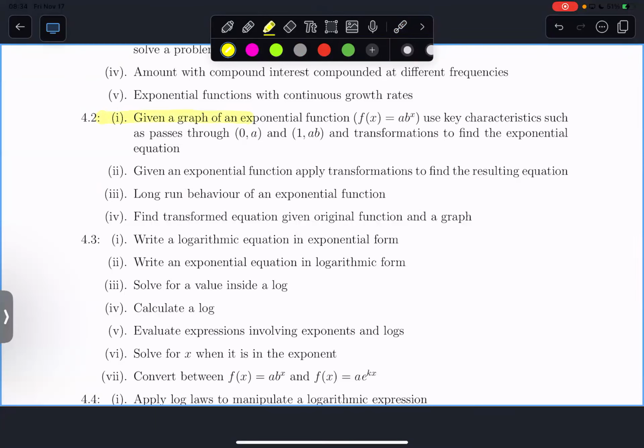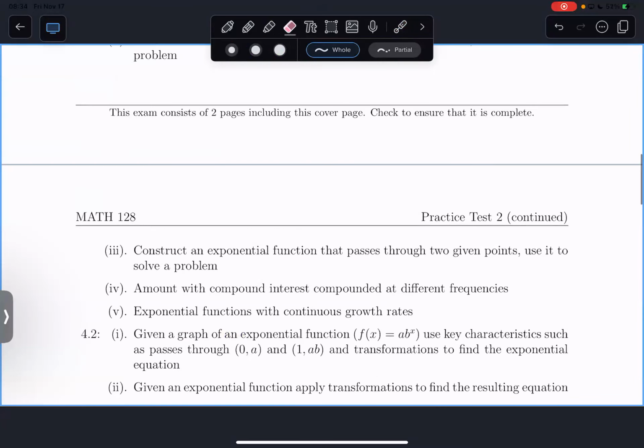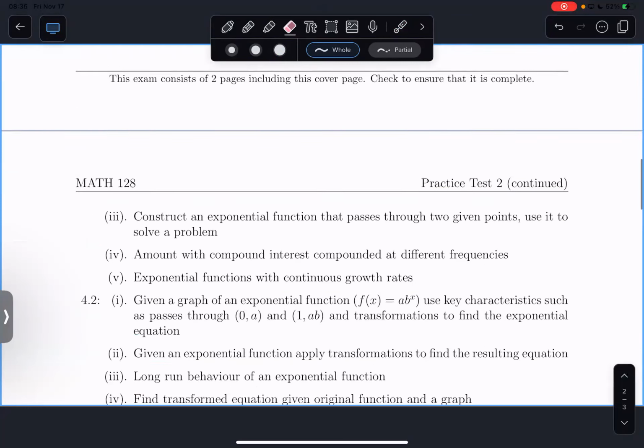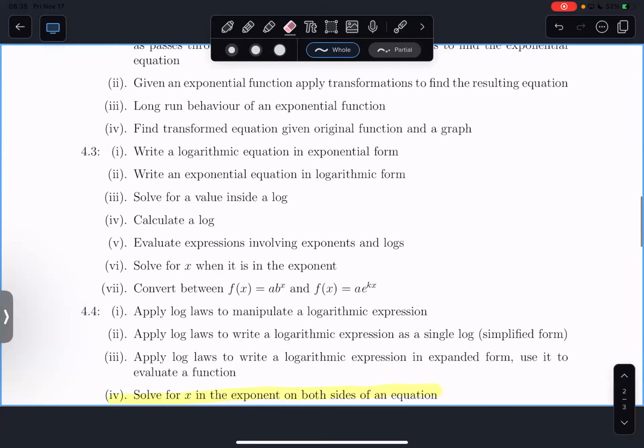Oh, maybe not the graph. No, I wanted... Okay, this one, that's not the one I was thinking of. I want to find the equation given the point that it passes through. Question 4.3, I think. Yeah, you get two coordinates and you have to figure out what it is.